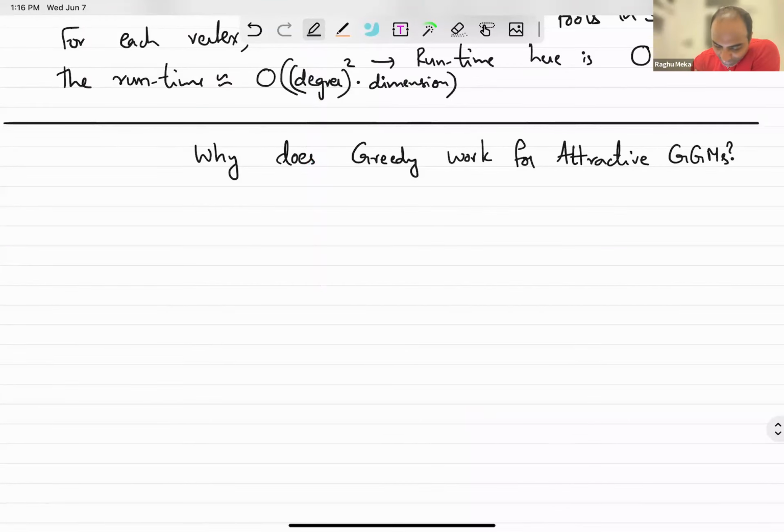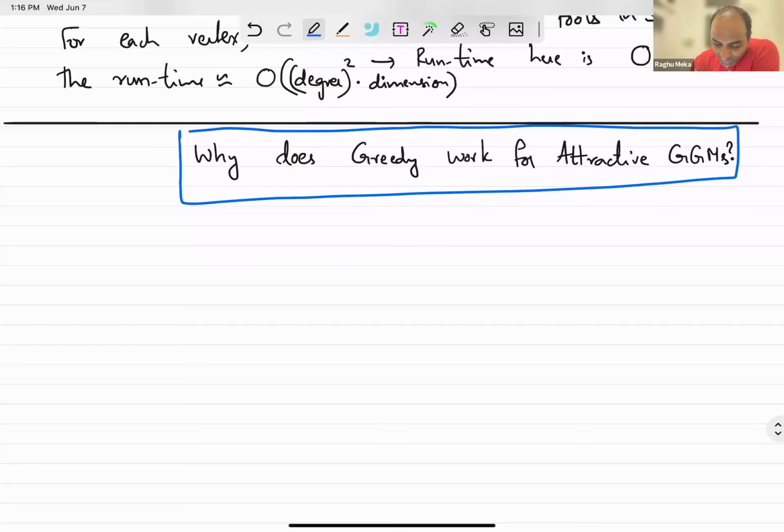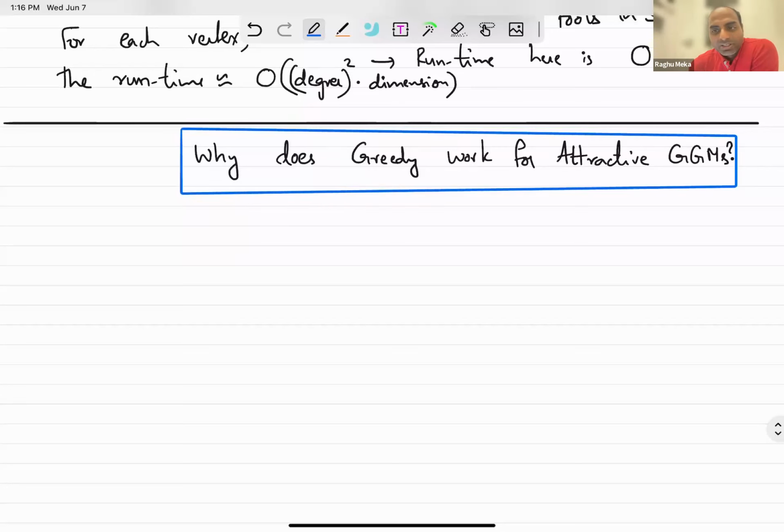So has anyone of you seen greedy algorithms before? Can you think of some problems where greedy algorithms are known to work? Have you seen examples of greedy algorithms where they're provably known to find the best solution? Maybe in your algorithms class you might have done some greedy algorithms. Are there instances where it's known to work?